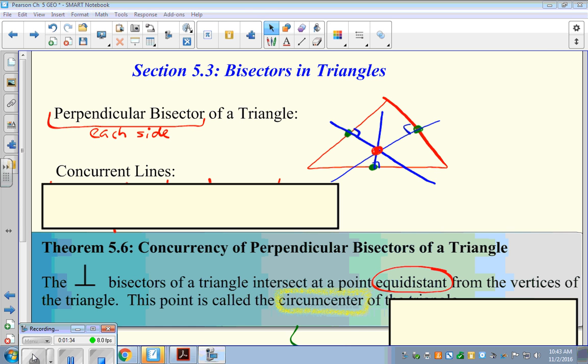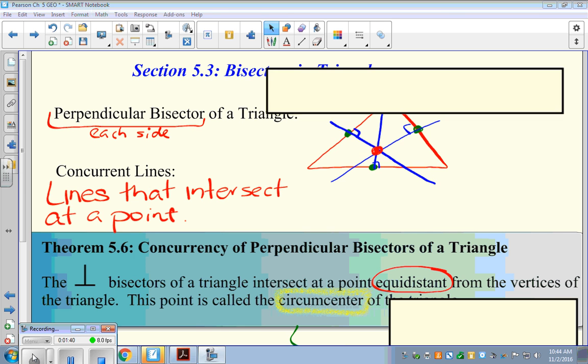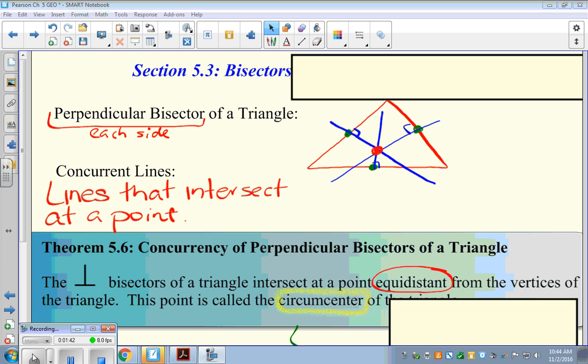We're going to be talking in this section about concurrent lines. So concurrent lines are lines that intersect at a point. So if I'm talking concurrent, I mean lines that intersect. And we're going to talk about a couple of special points.